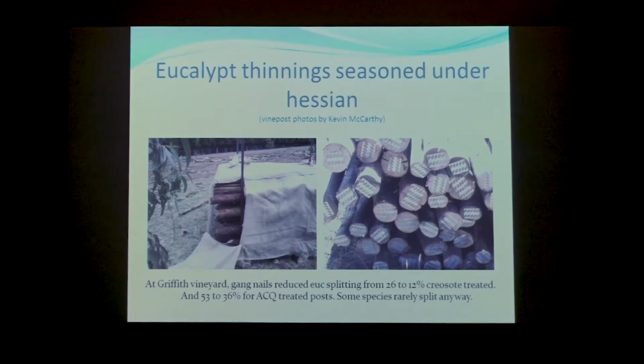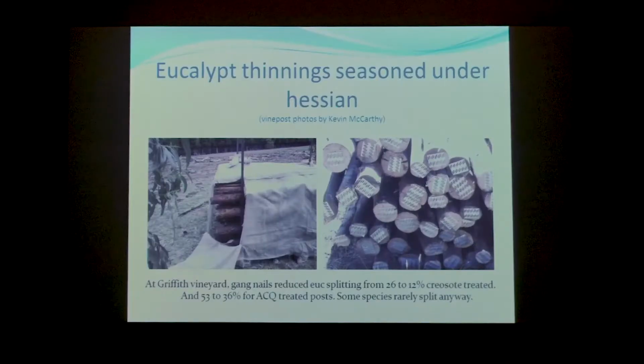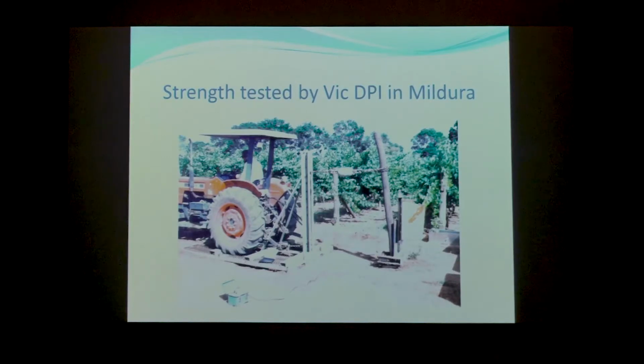So there was a small reduction in splitting for creosote treated posts from 26 to 12%, and for ACQ a small reduction as well. And the creosote treatment reduced splitting compared to ACQ treatment as well. But it was probably best really to look for those timber species that naturally just don't split anyway. That would have been the better way to go.